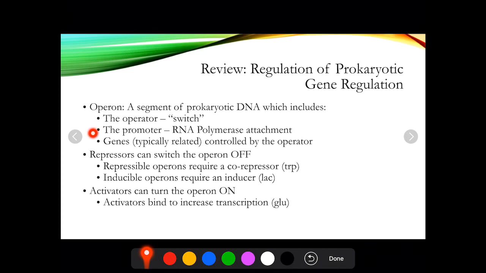So far, so good? Okay. And as I said, those genes are going to be a whole sequence of genes. So just starting the sequence is going to lead to the transcription and translation of all of those genes.